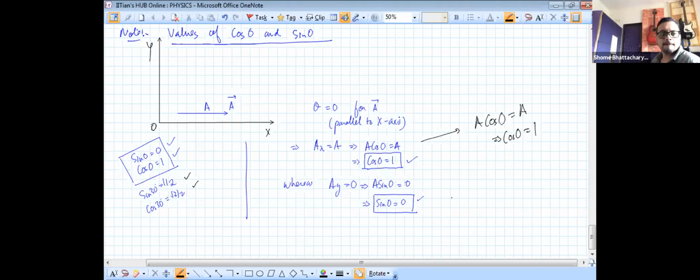Purva, is this clear now? Cos 0 1 कैसे हुआ? Purva, is it clear? Okay, now understood. This is just a set of values. जैसे जैसे sin 30 का value half होता है और cos 30 का value root 3 by 2 होता है. Just like that, sin 0's value is 0 and cos 0's value is 1.